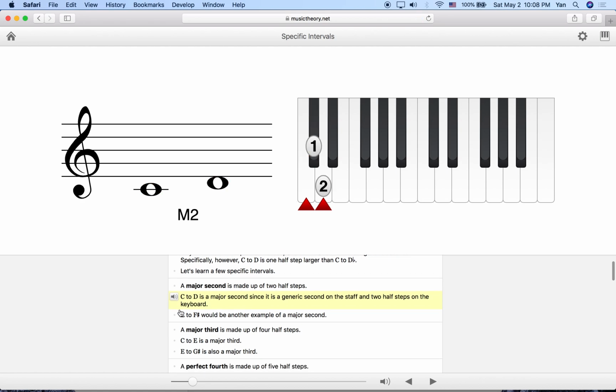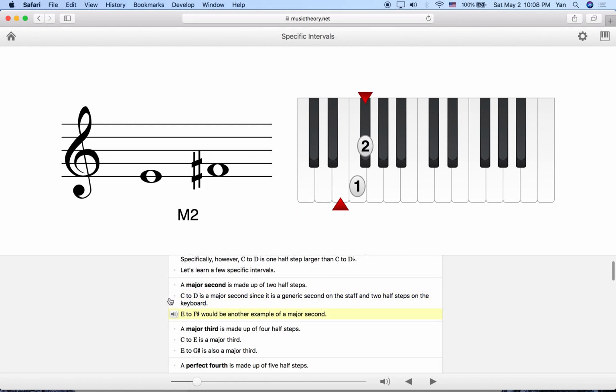Okay. Same thing with E to F sharp. That's going to be another major second. We have 1 half step, 2 half steps. Let's listen. Okay, and just take note that they're still written 1 apart in the staff, so they're seconds, but because we're now taking into consideration the accidentals, rather the number of half steps, we're now being specific that it's a major second.